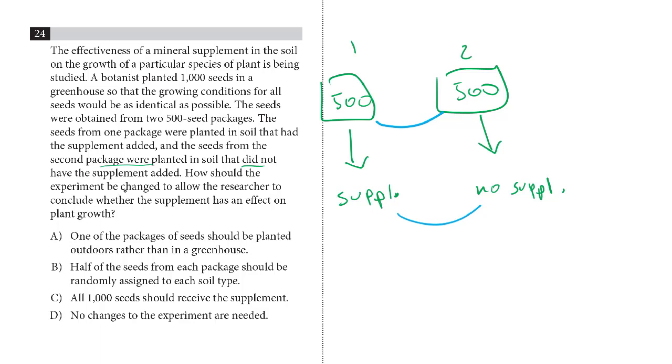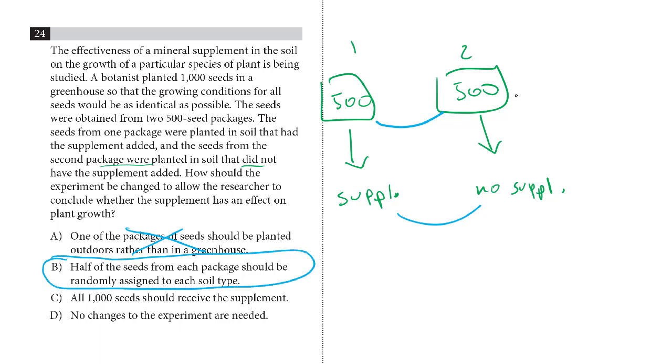So how should the experiment change? Is it that one of the packages of seeds should be planted outdoors instead of in a greenhouse? No, there's no information. A lot of the answers seem plausible, but there's no discussion of that in the actual question. So those are wrong. Half the seeds from each package should be randomly assigned to each soil type. That sounds good. That sounds right.